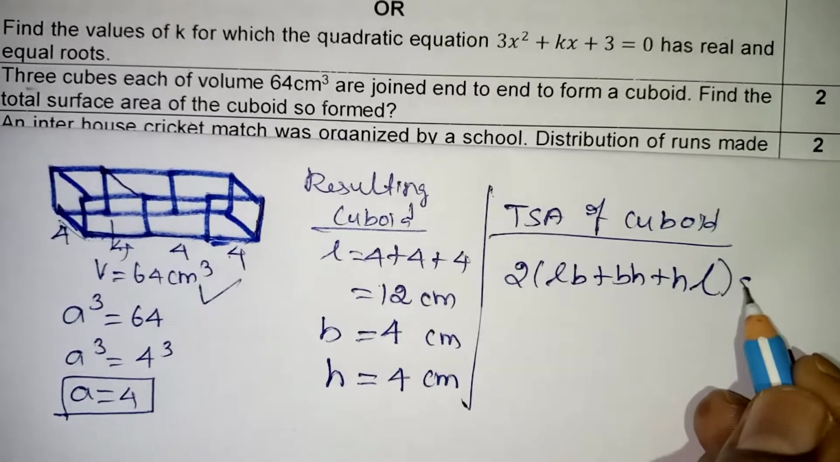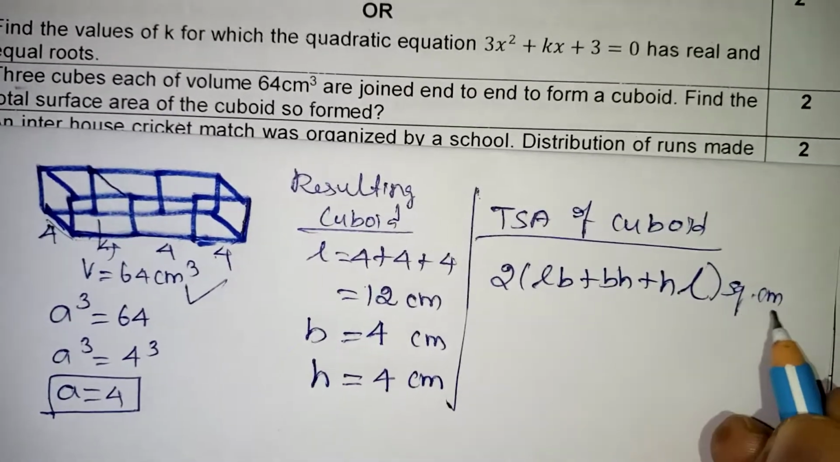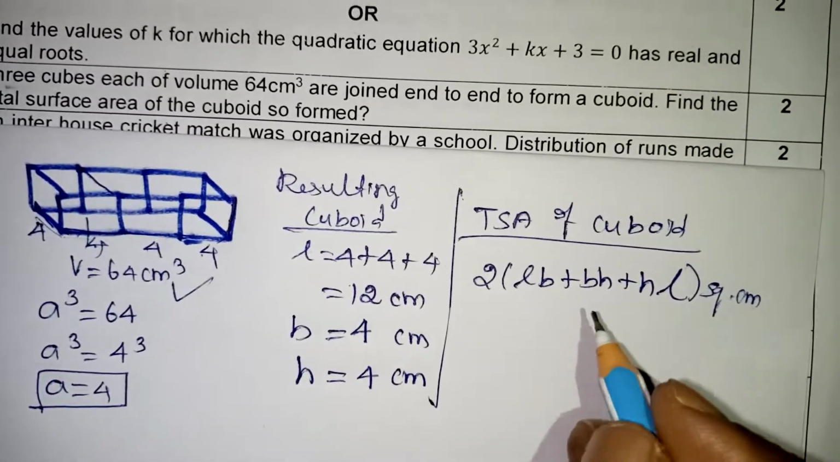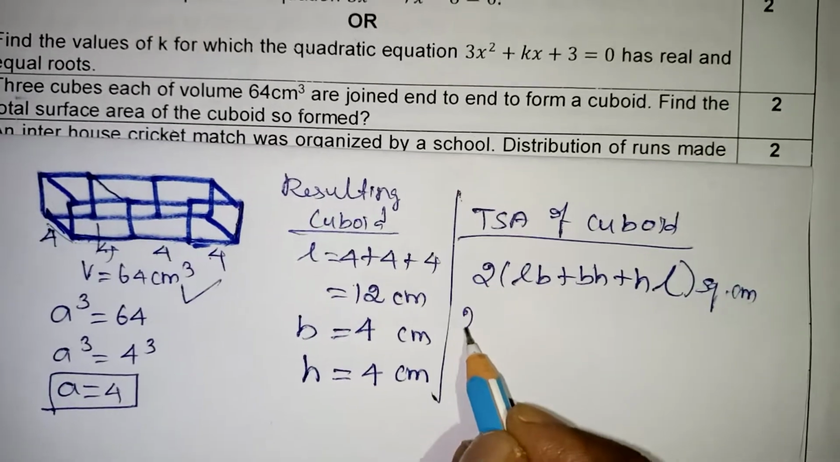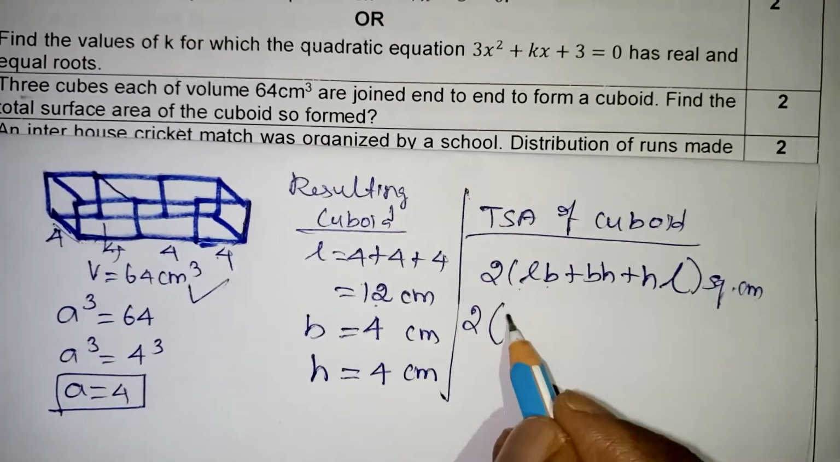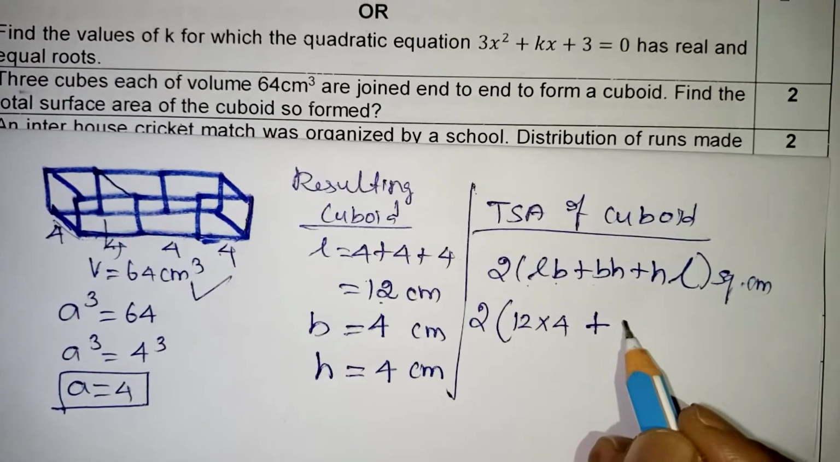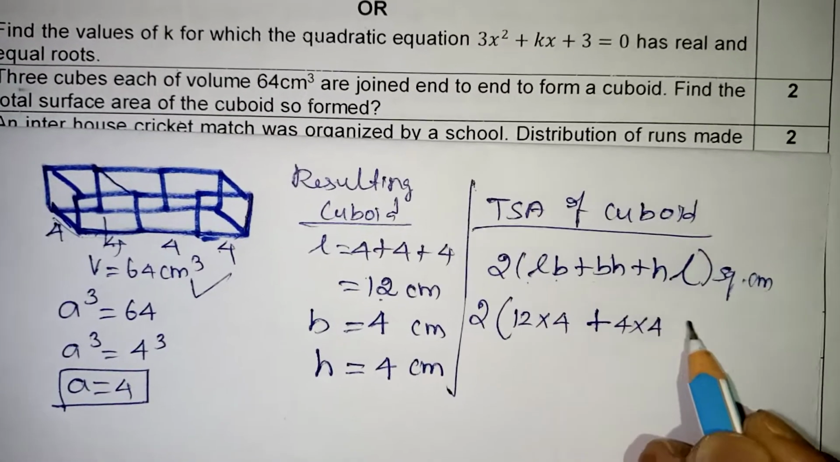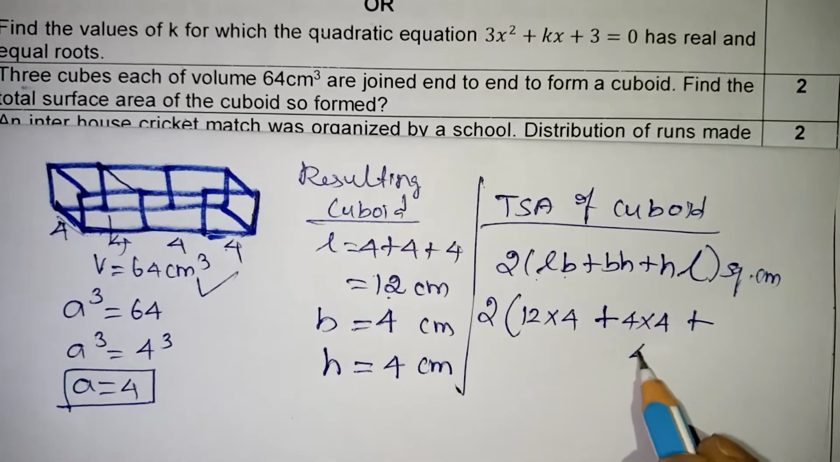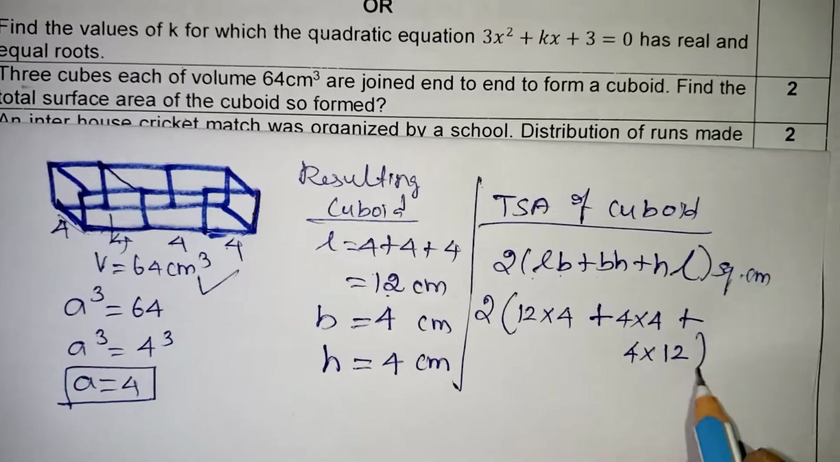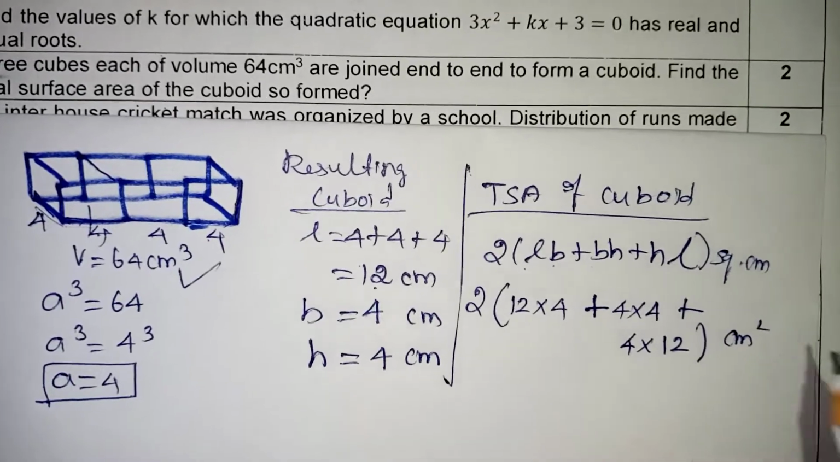Square unit you have to take whenever you are calculating the surface area. Now 2 into first L into B. L is 12 and B is 4, plus B into H. B is also 4, height is also 4, plus H into L. H is 4 and L is 12. Square centimeter or centimeter square we can take.